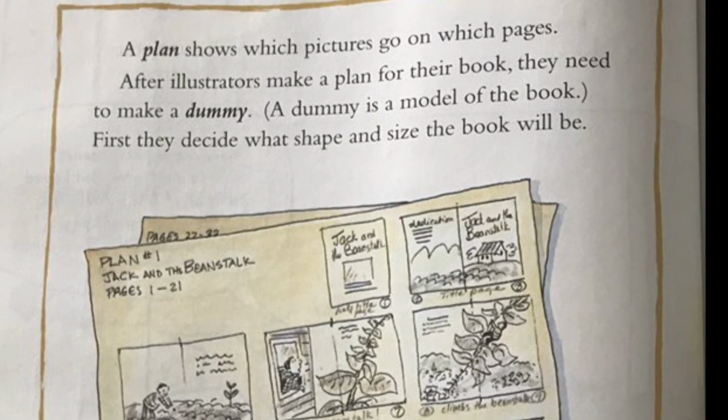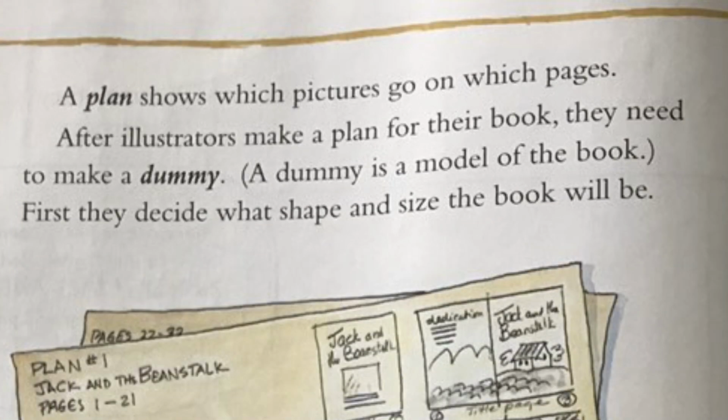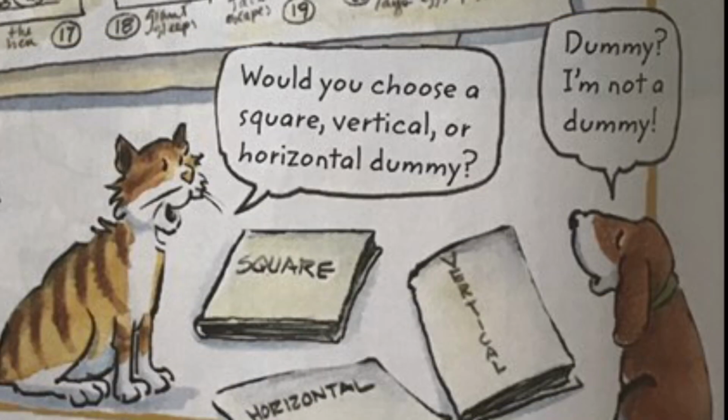After illustrators make a plan for their book, they need to make a dummy. A dummy is a model of the book. First, they decide what shape and size the book will be. Would you choose a square, vertical, or horizontal dummy? Dummy? I'm not a dummy.